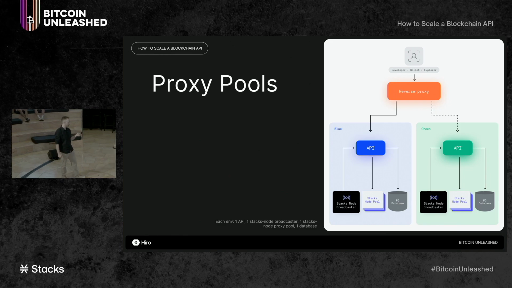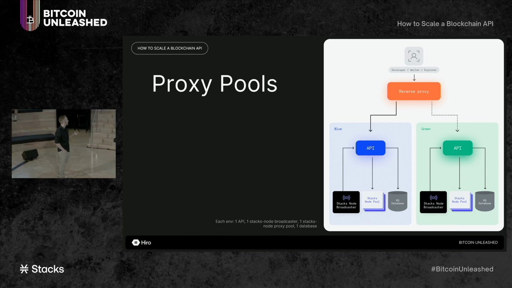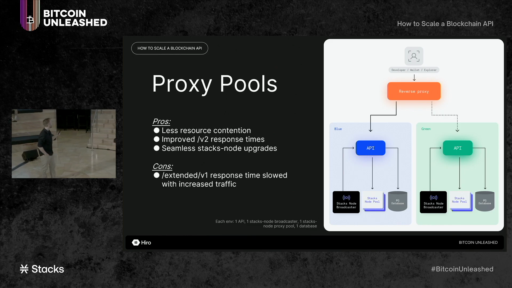So in order to combat that, we introduced Proxy Pools. So this was a feature upgrade of the API. And what this allowed is that now you're able to have a Stacks node that is dedicated to following the blockchain and sending events to the API. But you also have a separate Stacks node pool, which is a separate address for servicing backend requests on the /v2 endpoint, okay? So this resulted in less resource contention, significantly improved V2 response times, and seamless Stacks node upgrades as well.